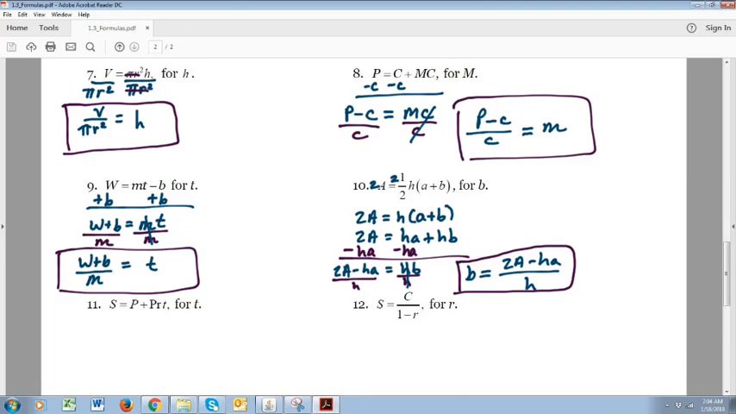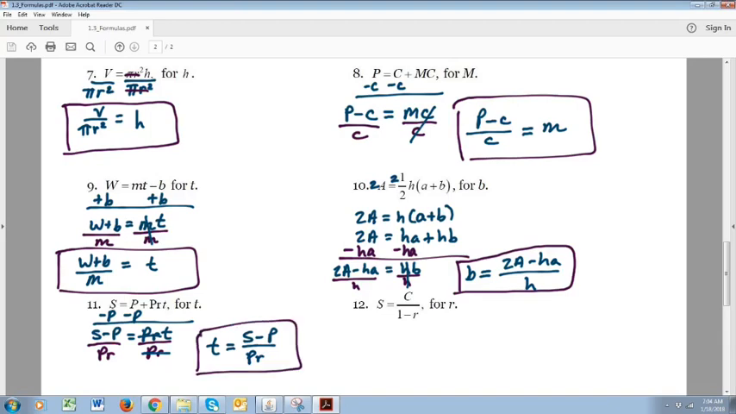Alright, so as we get further along, you'll see things get more and more complicated. Let's look at number 11. 11's not too bad. Let's see, we need to solve for t, so let's get rid of that p term. So we have s minus p equals prt. So now the pr is multiplied by t, and I need to get rid of that pr. So we want to divide each side by pr. So the prs cancel. We're left with t is equal to s minus p over pr.